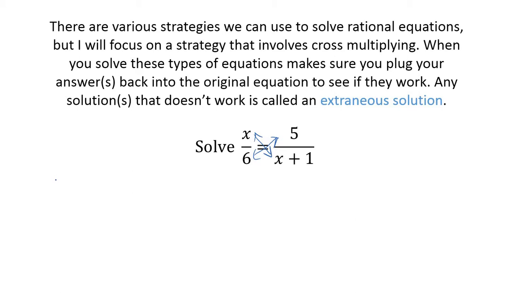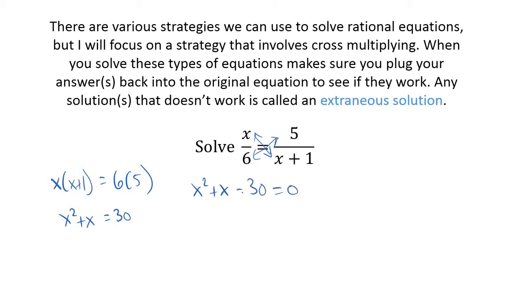So that would give us x times x plus 1 equals 6 times 5. So x squared plus x equals 30. Oh, we've got a quadratic. So x squared plus x minus 30 equals 0. Set that equal to 0 and then solve it.